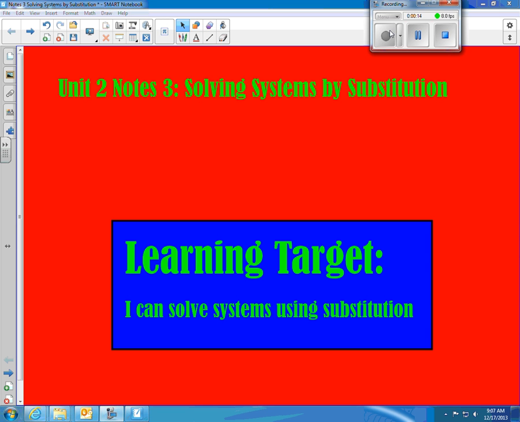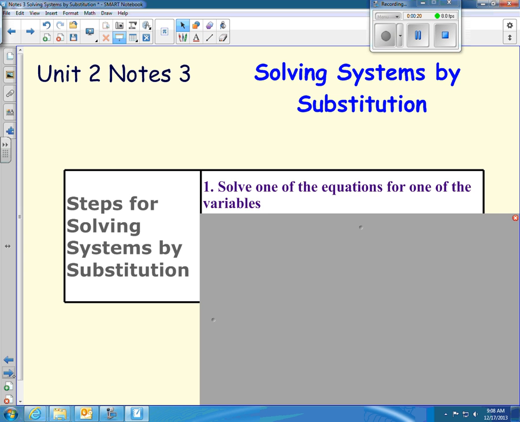So we've looked at solving systems by graphing. We looked at solving systems of inequalities, and we did that by graphing. But now what we're going to do is solve these without even graphing. But we have some steps you have to write down. Pause the video. These are going to be a lot of steps to write down. Steps for solving systems by substitution.